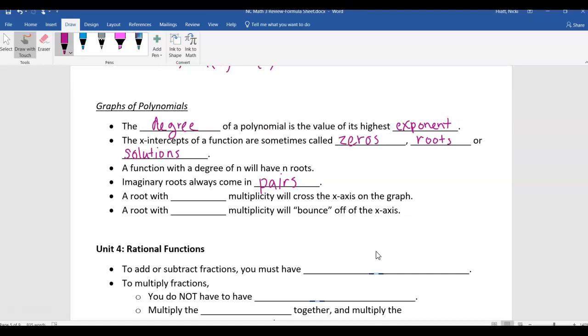That's called the multiplicity. A root with odd multiplicity, so 1, 3, 5, 7, is going to cross the x-axis whenever you graph it. But a root with even multiplicity will just bounce off of the x-axis, so it'll do like this. If you have odd multiplicity, it'll cross. If you have even, it will just go down there and touch, but not actually cross. So this first one right here, this would be what it would look like if you had odd multiplicity. This is what it looks like if you have even multiplicity.